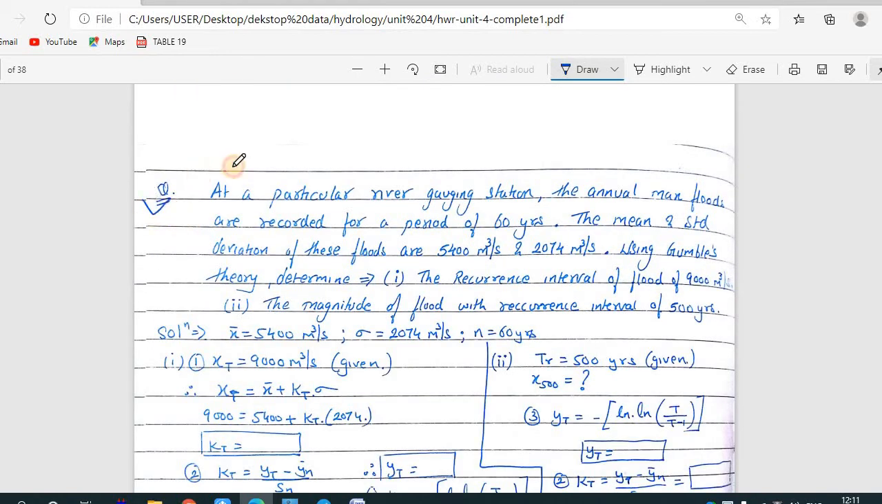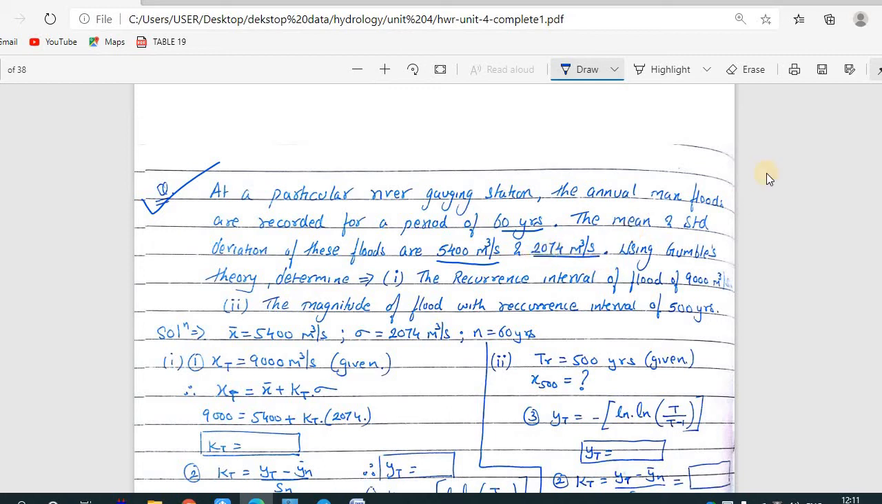Okay, we will see one more numerical, students. For this particular river gauging station, the annual maximum floods are recorded for a period of 60 years. The mean and the standard deviation of the floods are 5400 meter cube per second and 3074 meter cube per second. Using Gumbel's theory, determine the reoccurrence interval of a flood of 900 meter cube per second.